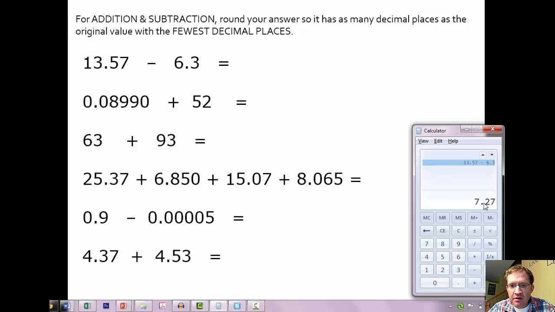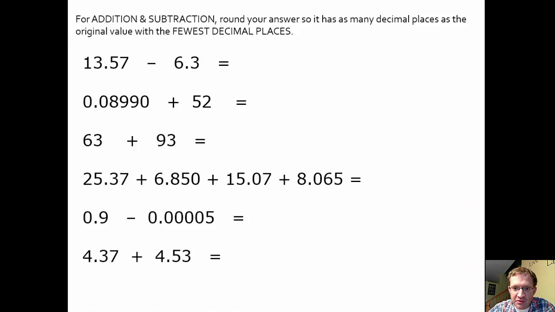Well, since 6.3 has only 1 decimal place, then your answer should only have 1 decimal place as well. So we want to round 7.27 to have just 1 decimal place. So 7.27 becomes 7.3. 7.27, 2 decimal places. We're going to round that off to have just 1, 7.3. So your answer reflects the fewest decimal places that we found back here in 6.3.